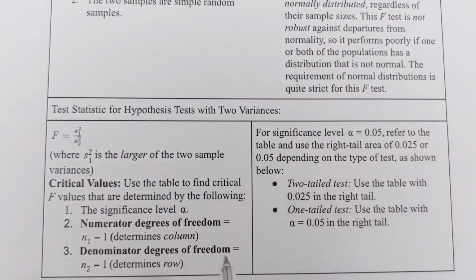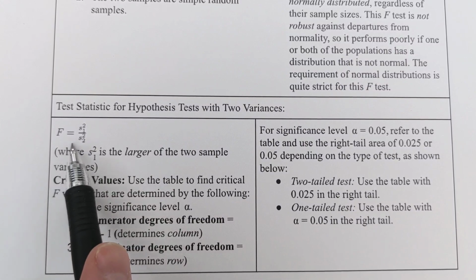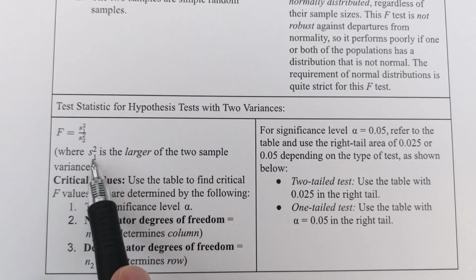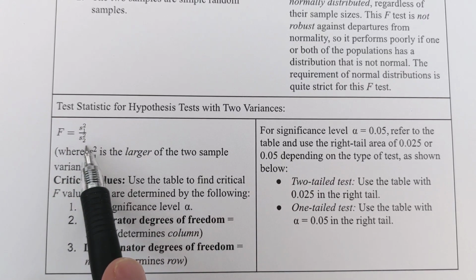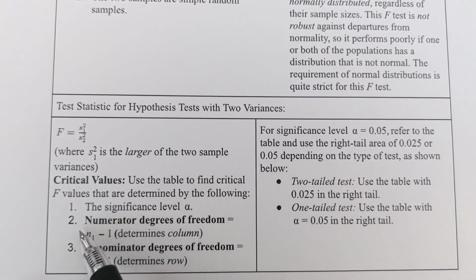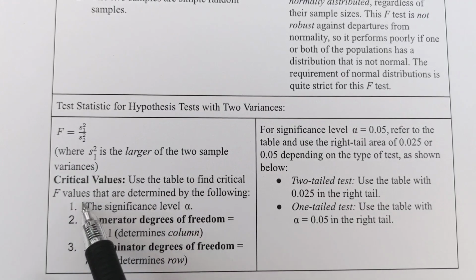Okay, so our test statistic is this F value, where S1 is the larger of the two. So F should always be more than 1, because the top of this fraction should be more than the bottom of the fraction. Weird notation here. Use the table to find the critical F values.